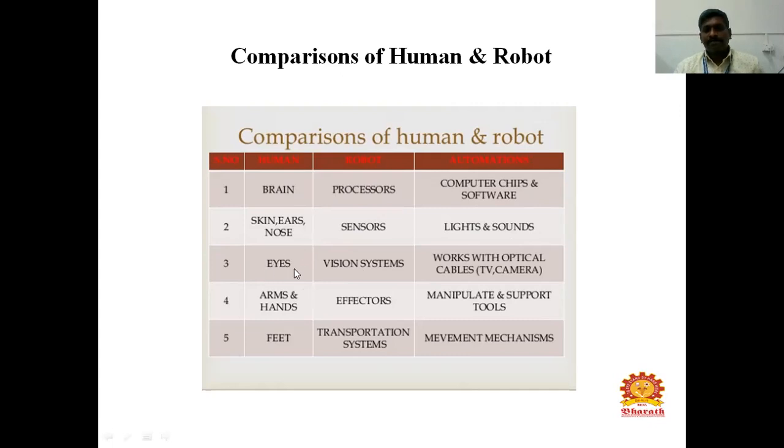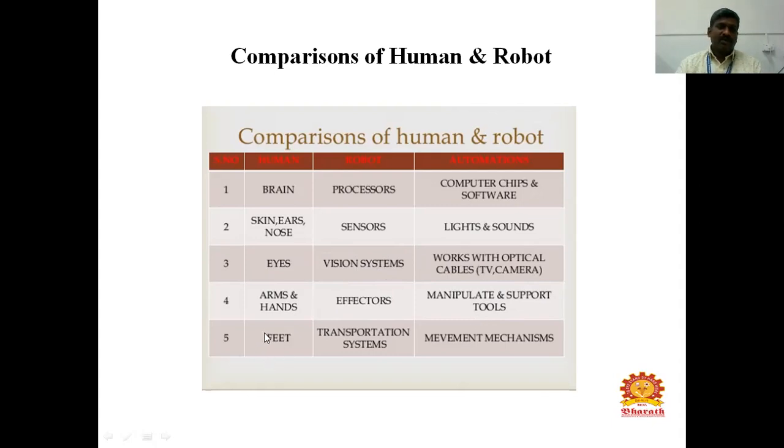The human has an eye, the robot has a vision system. The human eye is used to view objects. The same with the vision system, a machine vision system that works with optical cable. Automation works with optical cable, TV and cameras. Next is the arms and hand. The robot uses an end effector to manipulate and support.